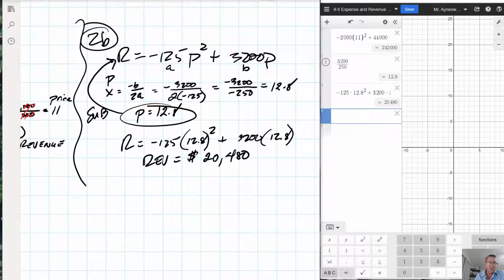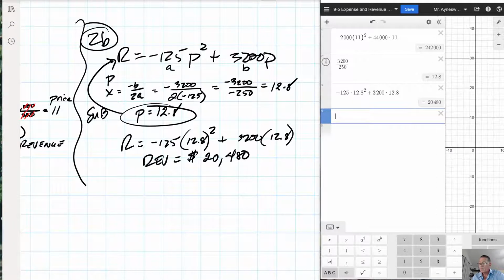And so when you want to write that as an ordered pair, let me double check that. Yeah, it looks like I got that correct, okay?